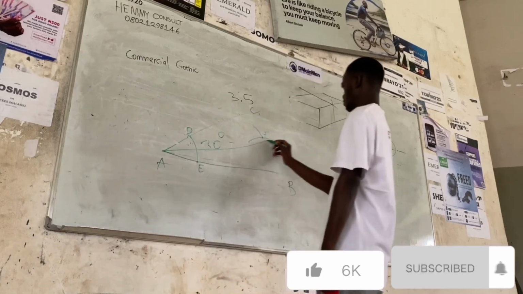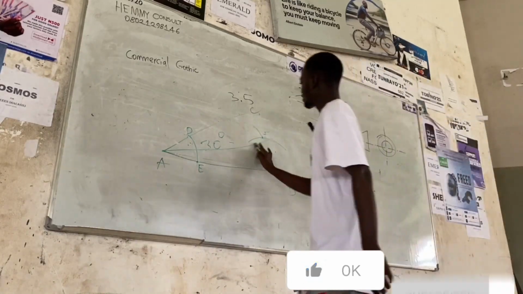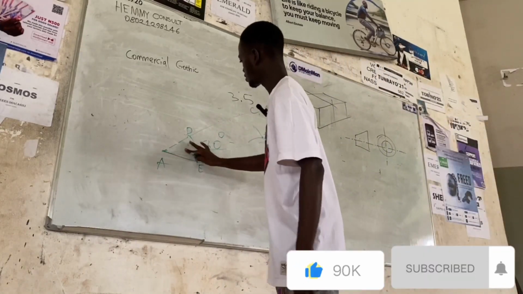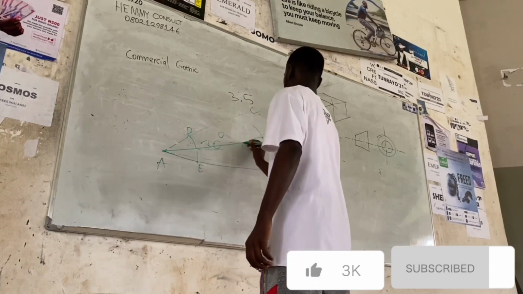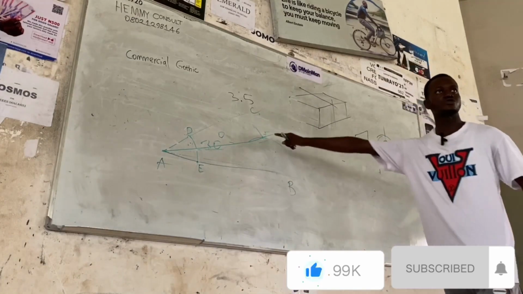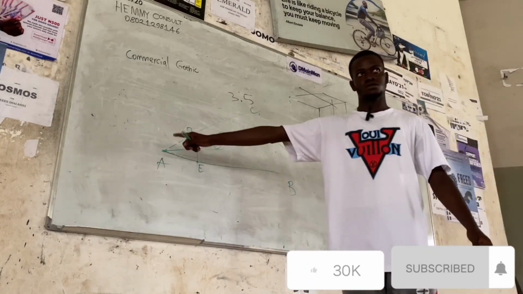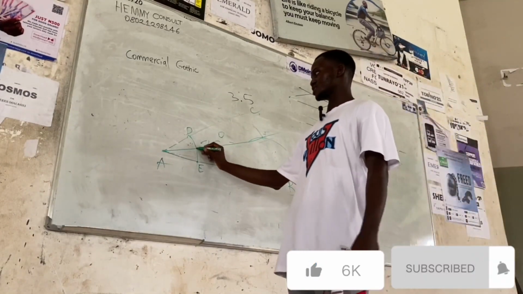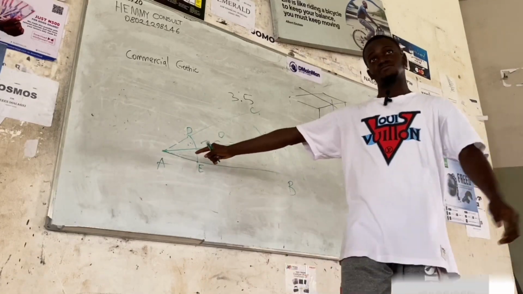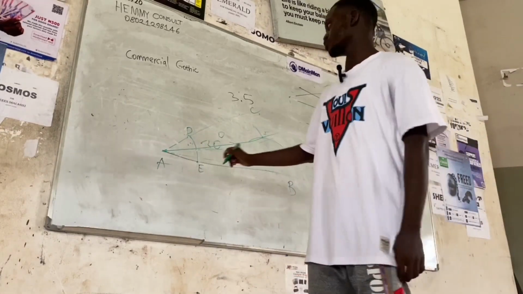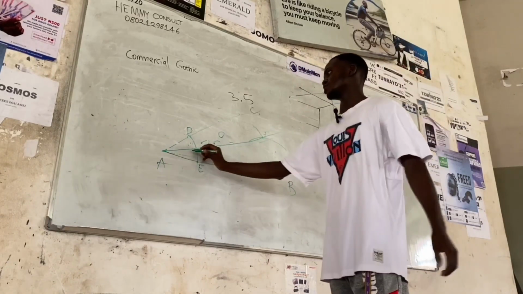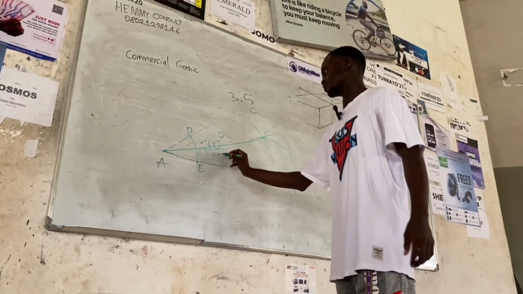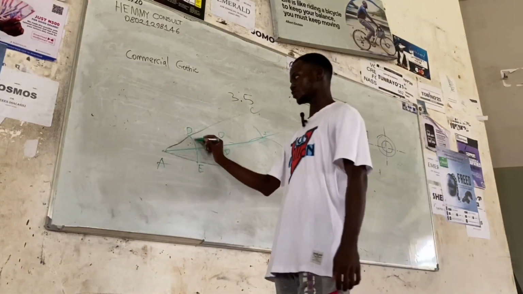Then you join it to the point A. So this line is your bisecting line. When you use your protractor to measure it out, this one will give you angle 15 degrees. This one also will be 15 degrees.